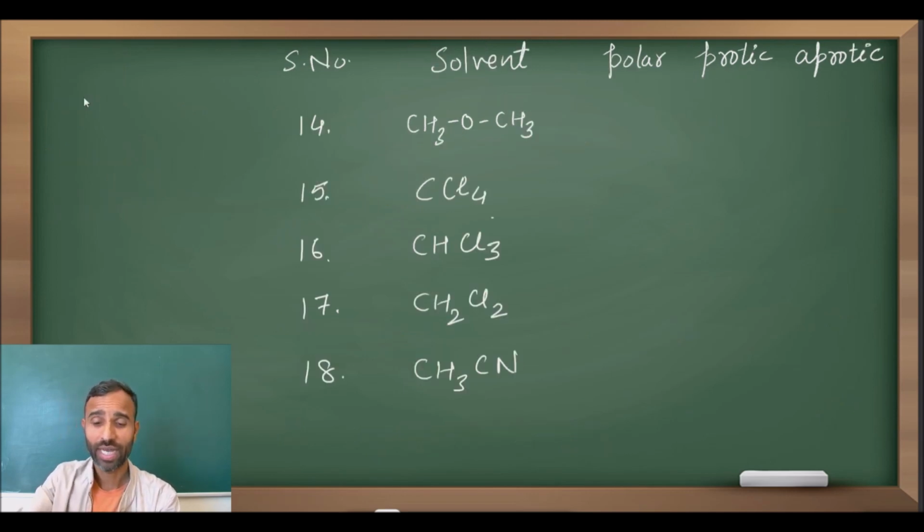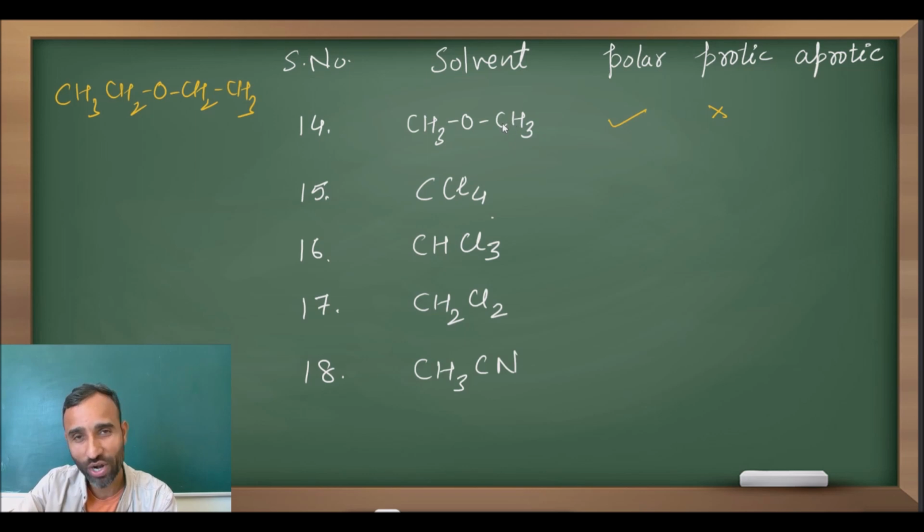Next, dimethyl or diethyl, you can say. Most common is diethyl ether. So in diethyl ether, due to the presence of the CO bond, it is polar, but quite obviously hydrogen is not attached to oxygen or nitrogen. So it is aprotic. CCl4, you know, it is non-polar, it is not protic, it is aprotic.